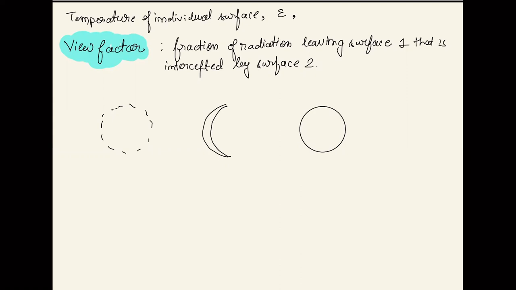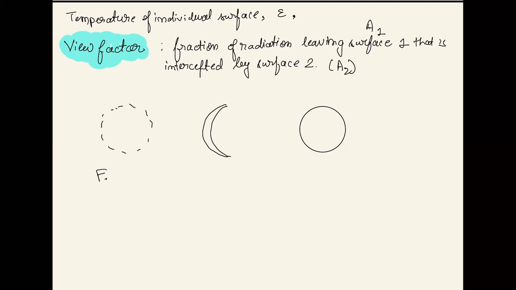Alright, so coming back to the definition. View factor is typically defined as the fraction of the radiation that is leaving surface 1, or I can say area 1, that is intercepted by area 2, जो area 2 के ऊपर आ रहा है. area 2 के ऊपर उसने छोड़ा था, लेकिन area 2 के ऊपर पूरा का पूरा आया नहीं.